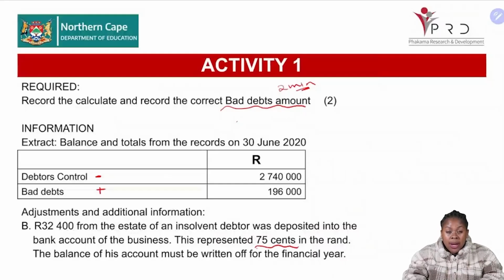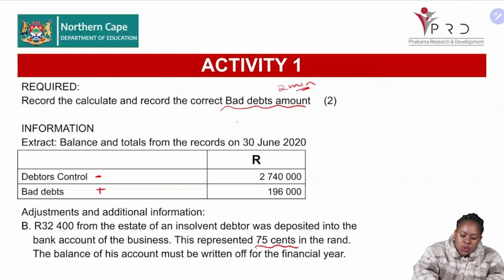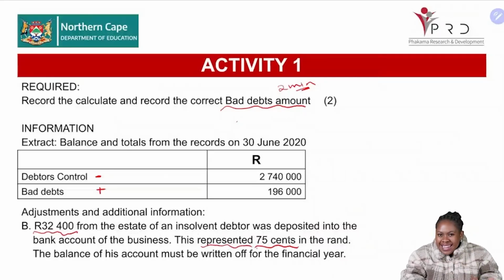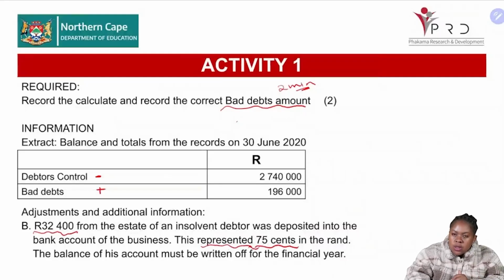So now we need to analyze, or find out, what information do we have. We already know what we need to do. We need to write off this debtor, right? So we have 32,400, and then they told us that this represents 75% or 75 cents. Now you will see that in the baseline activity, the example that was given was based on percentages. Now, the examiner can give it to you in terms of cents.